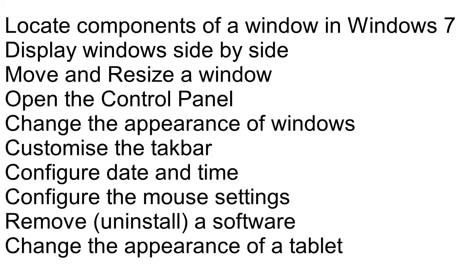Kids, in this chapter, we will explore different features of Windows 7. We will learn to locate components of a window in Windows 7, display windows side by side, move and resize a window, open the control panel, change the appearance of windows, and customize the taskbar. We will learn to configure the date, time, and mouse settings, remove certain software from your computer, and change the appearance of a tablet.